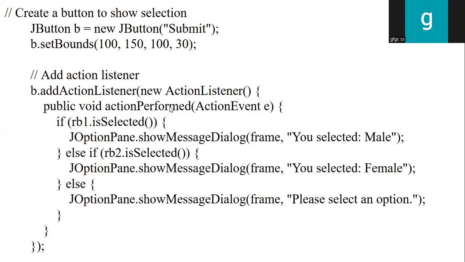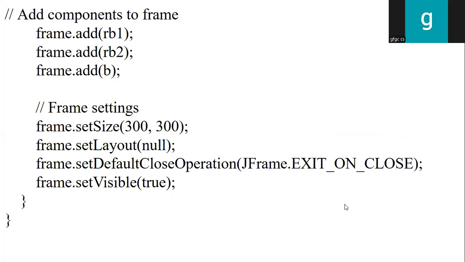Next I have added the action listener. In that action listener I have taken the actionPerformed method. What action should be taken? When RB1 is selected, the message should be "You selected male". When RB2 is selected, the message should be "female". Else, if no option has been selected, the default message should be "Please select an option".